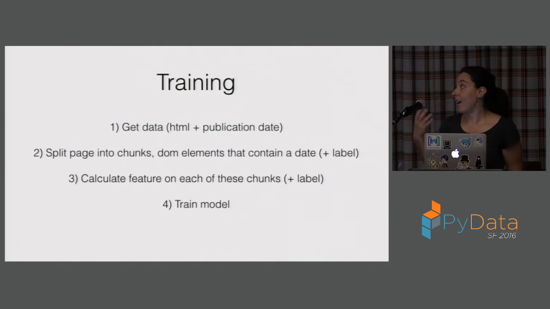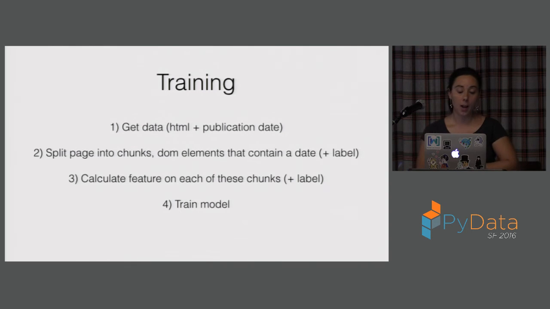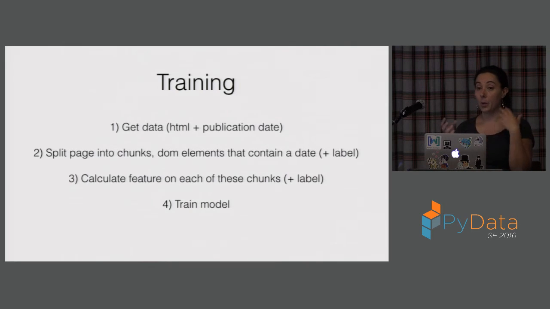So in training, this is how we break down the problem. We get some data. The data looks like a bunch of HTML pages and the publication date that we know. We get a human to say, this is when this was published, and we just get a big list of that. For each of these pages, we're going to split it into chunks. A chunk is essentially a DOM element that contains something that's a date. That could be the publication date or it could just be some random crap from the comments. We don't know yet. Then for each of these DOM elements, we're going to do feature selection. We calculate features on each of these chunks, and we feed this into the model to train it.